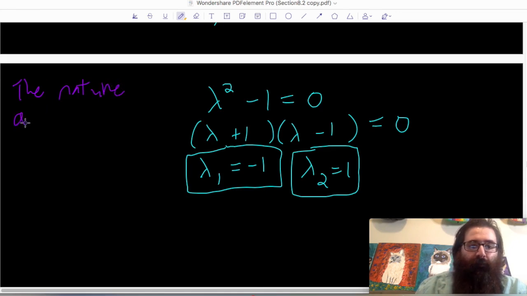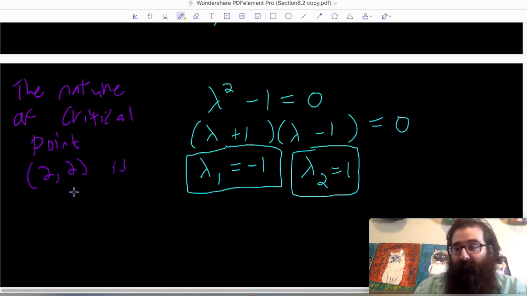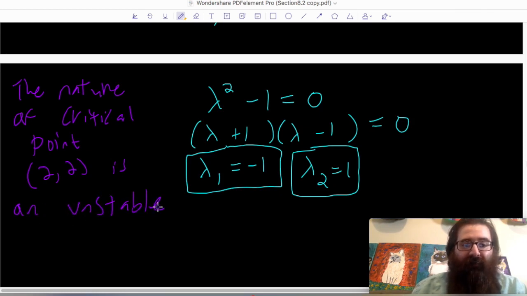But just based on these eigenvalues, we should be able to tell the nature of that critical point. So the nature of critical point 2, 2 is, what do you think it is? Pause the video, yell it at your screen, then resume the video. I'm just kidding. Did you yell? Let me know on our discussion board if you're yelling at the screen when I recommend it. So we'd say here the critical point at 2, 2 is an unstable saddle point.